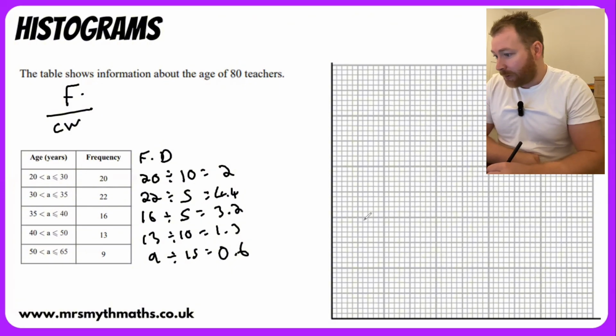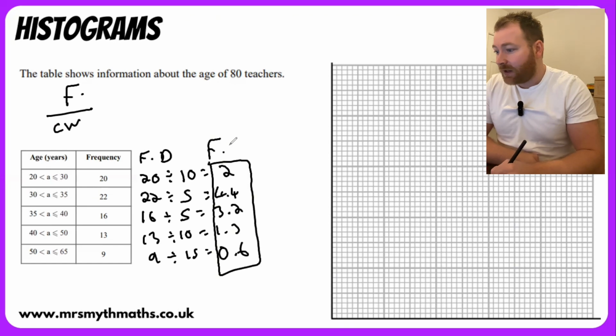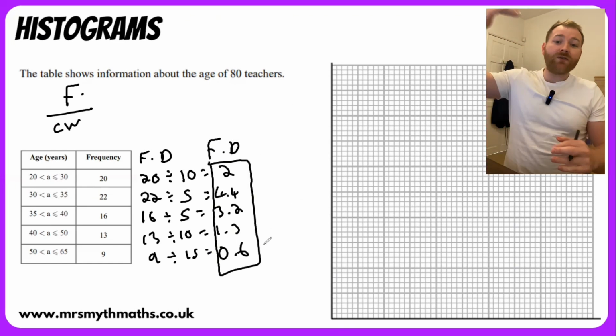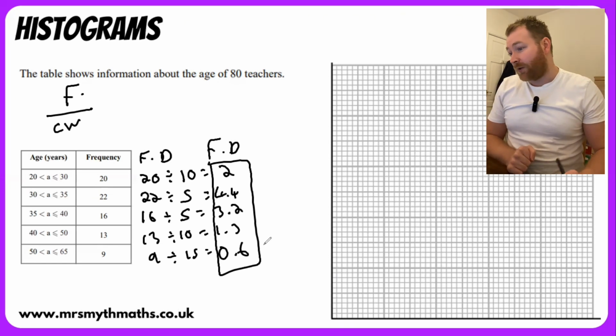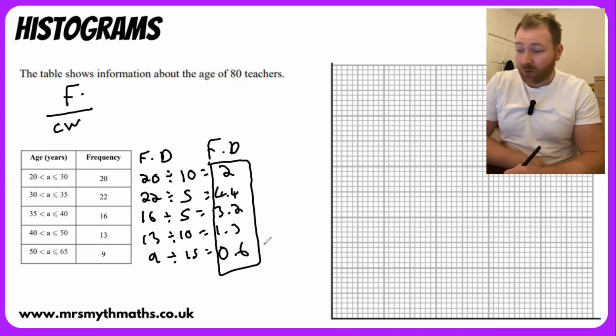Okay, so we're going to plot this information onto our graph now, onto this graph paper. So we're going to plot these numbers here because this is our frequency density. You can see our largest frequency density number goes up to 4.4. I think maybe going up to 5 is probably a good idea.